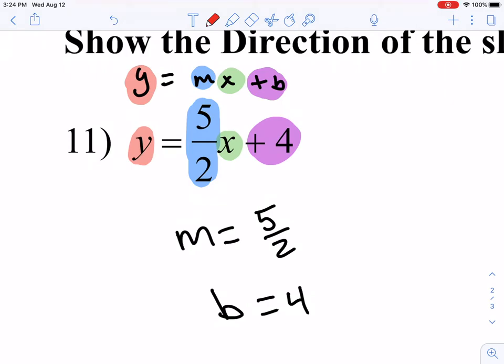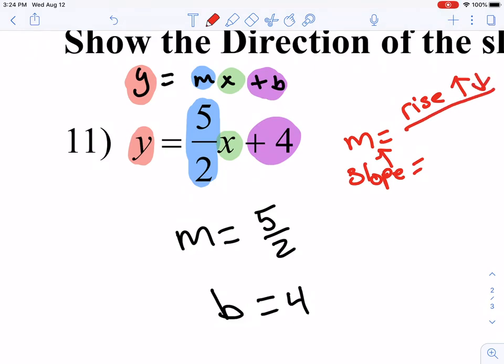So when we say M, which means the slope, it's just instead of writing slope every time, it's easier to write M. And in this case, our slope is 5 over 2. So our slope, we always talk about in terms of rise, which means to move up or down, over run, not pun, run, which means to move right or left. So in this case, if it's positive, we're going to move up and right.